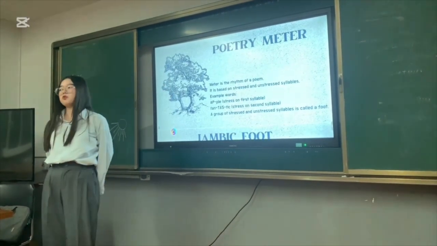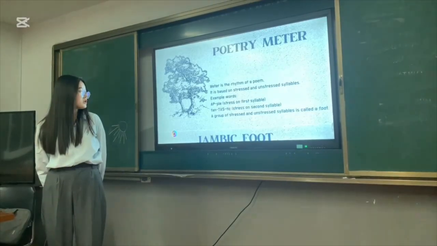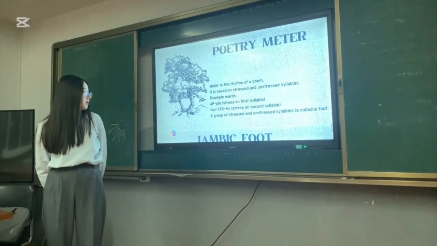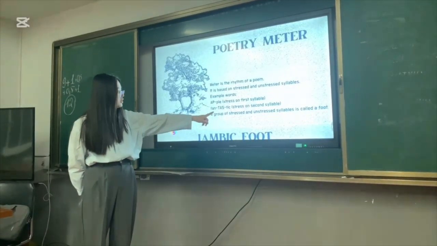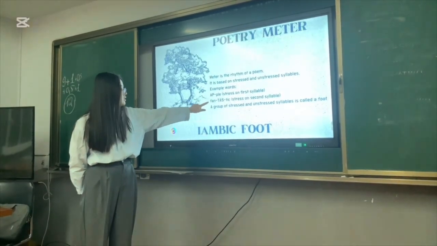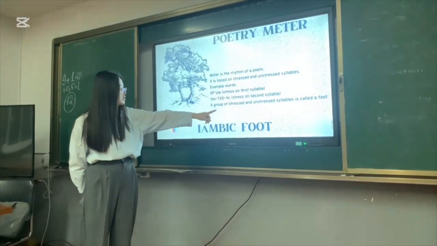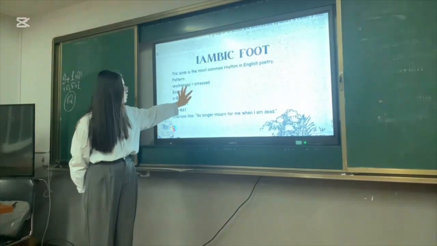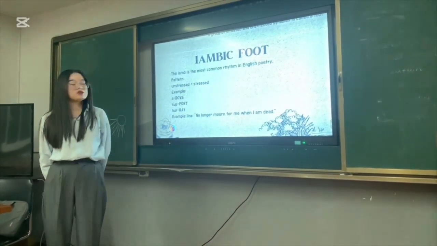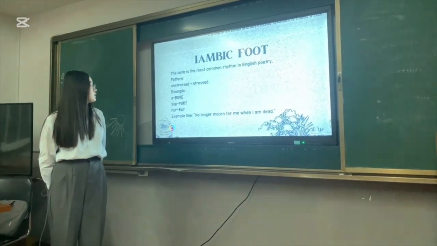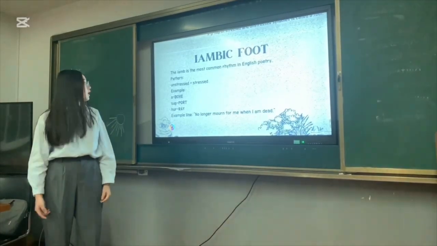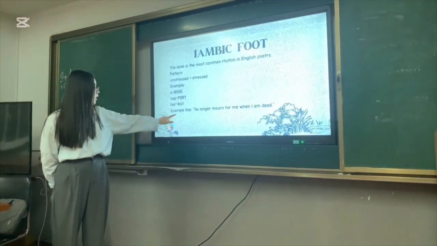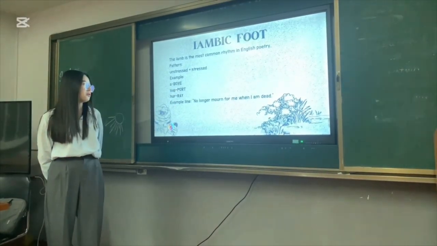Meter is the rhythm of a poem, and it is based on stressed and unstressed syllables. Example words: apple, stress on the first syllable. Then fantastic, stress on the second syllable. Then iambic foot. The iamb is the most common in English poetry, a pattern of unstressed and stressed. Example, I no longer mourn for me when I am dead.